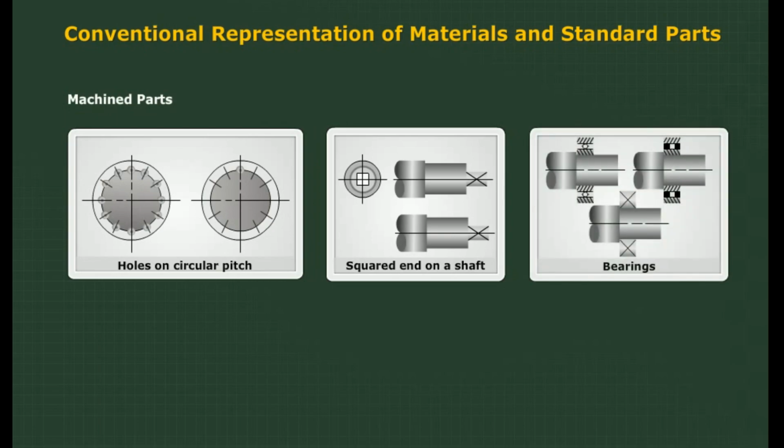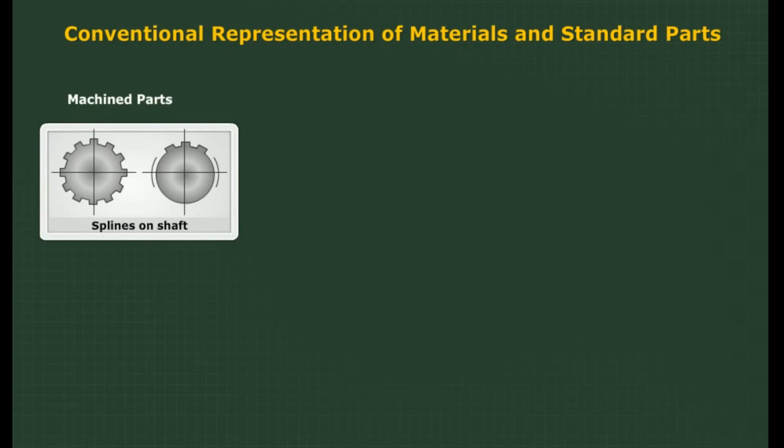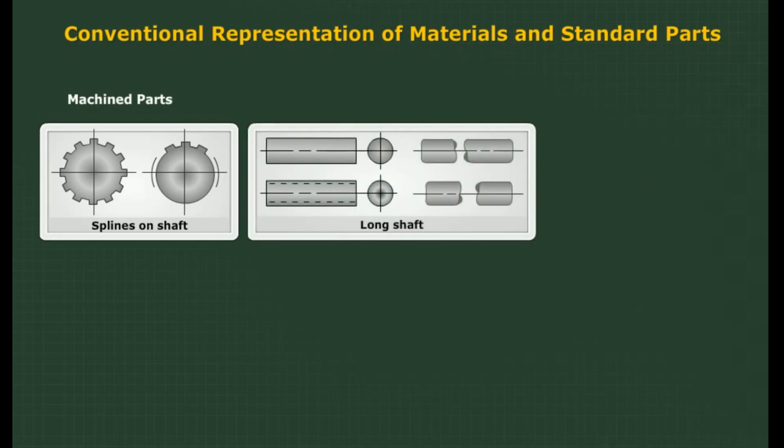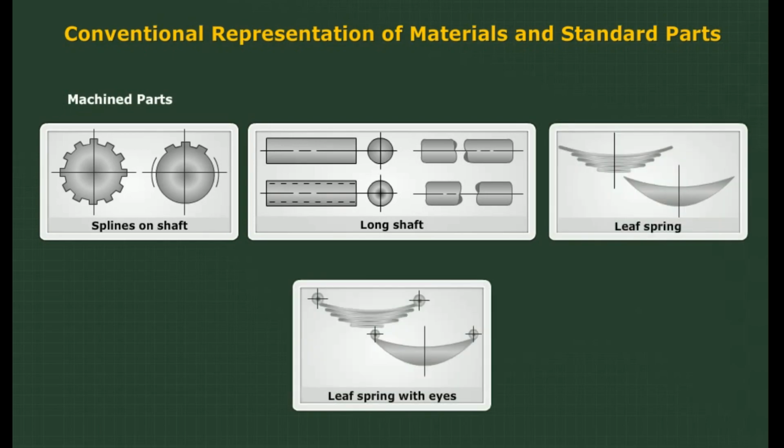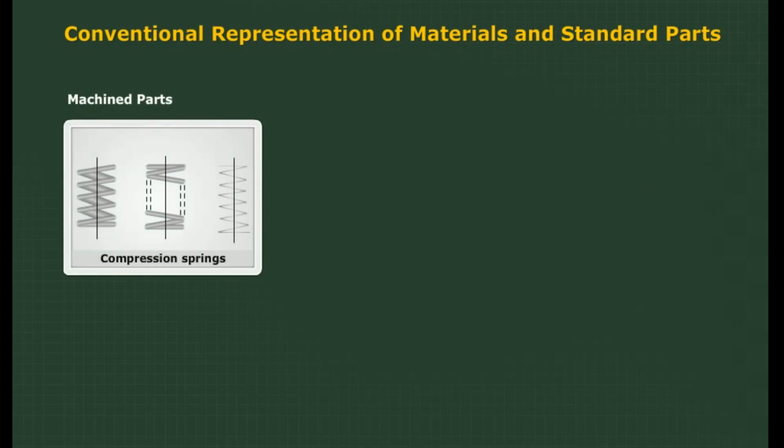Bearings. Ball or roller bearings are shown on the left, and can be drawn in a representative way as on the right. Splines on a shaft are shown in simplified conventional representation on the right. A long shaft is shown in simplified conventional representation on the right with a break. Leaf springs. Leaf springs with eyes. On the left is the part drawing and to the right is the part in conventional representation.